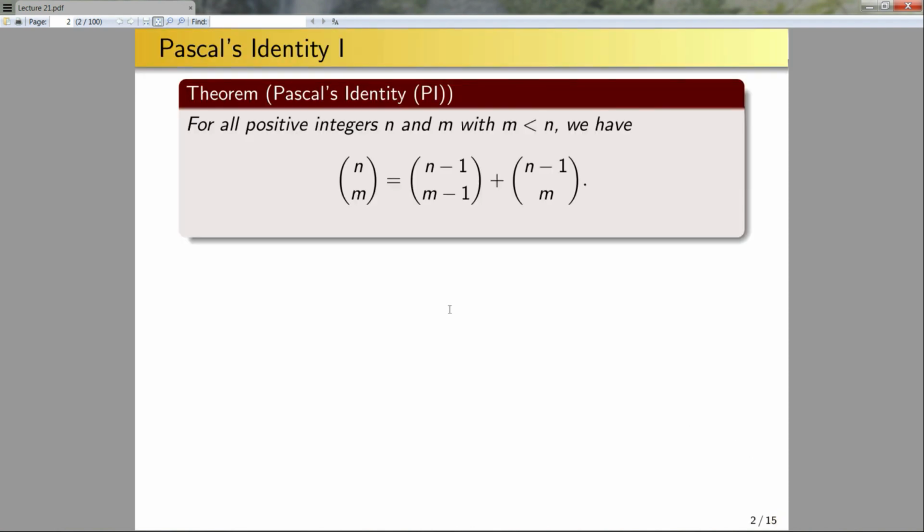Okay, so the first thing we're going to talk about is Pascal's identity, or PI. For all positive integers n and m, with m less than n, we have that this equality holds here. This identity is very useful in practice because it gives us a recurrence relation that we can use to compute n choose m.